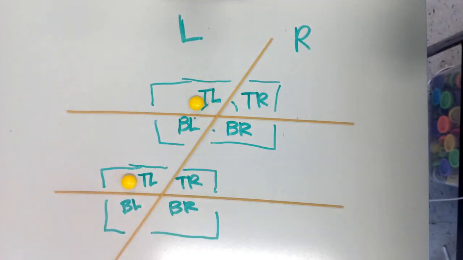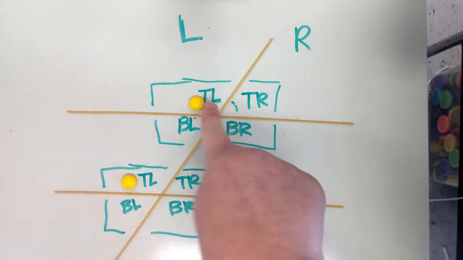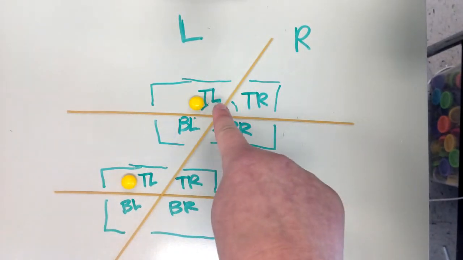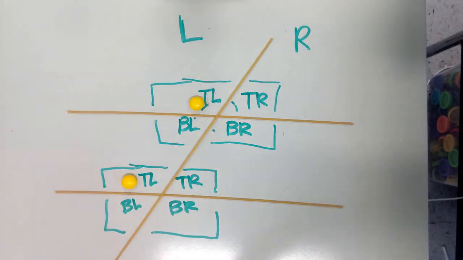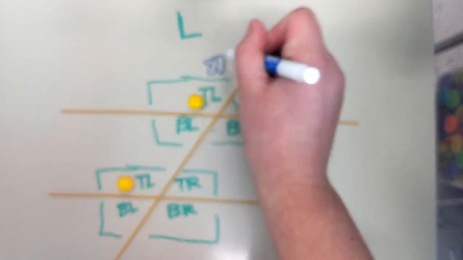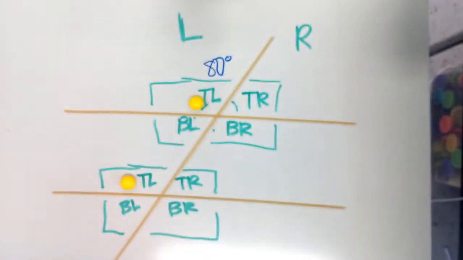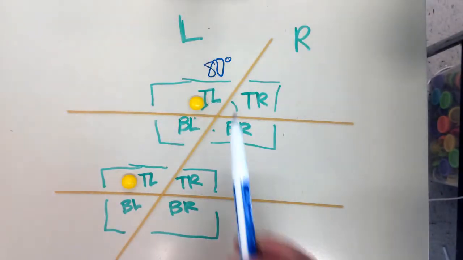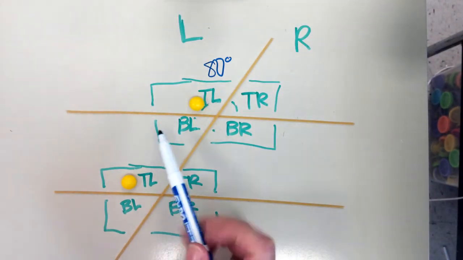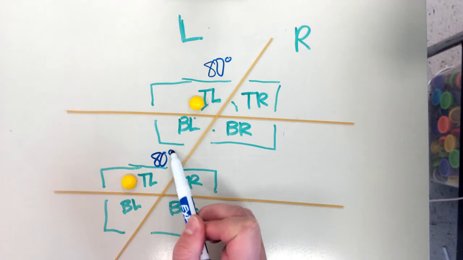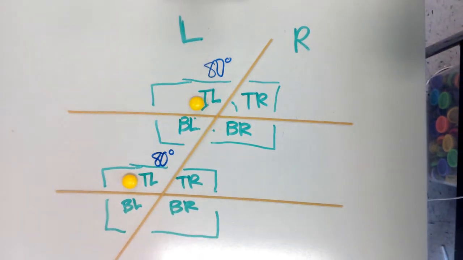Now, if it's the same color Skittle, that means that they are the same exact angle. So this angle right here for top left is the exact same degree as this angle for top left. So let's say they told me that this angle is 80 degrees. Well, if this is 80 degrees, then what's this top left one? If they're the exact same, 80 degrees, right? They have to be the exact same.